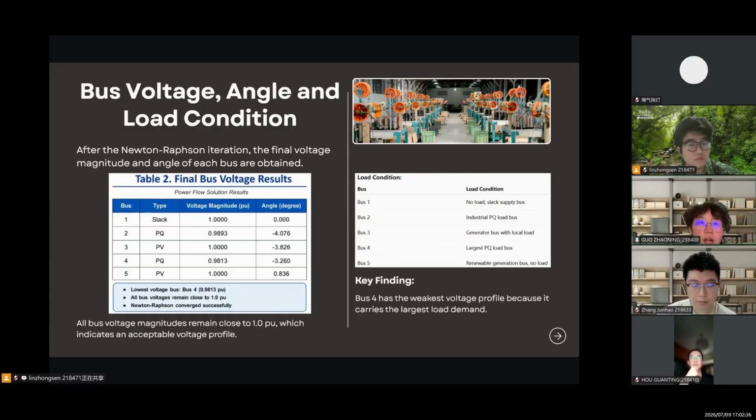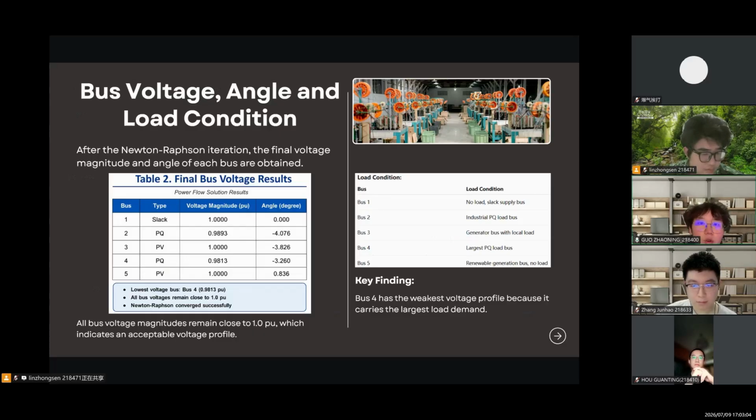So this slide presents the final bus voltage result. From the table, all bus voltages remain close to 1 per unit. So the overall voltage profile is acceptable. Bus 1 remains at 1 per unit and 0 degrees because it's the slack bus. Bus 2 is 0.9893 per unit, and bus 3 remains at 1 per unit.